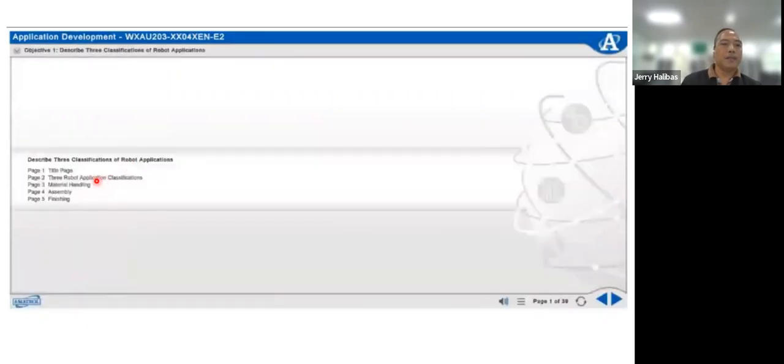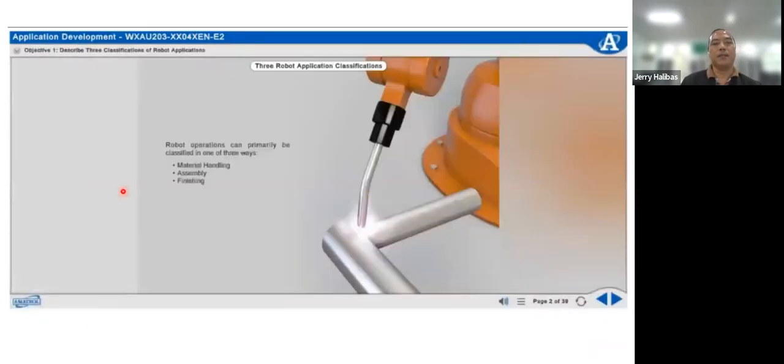Okay, so 3 classification of robot applications. So, nabalik-balik yung meron. Don't you worry na mabalik-balik siya, at least familiar niyo. So, sa may pinaka-common. These are the material handling, assembly, and finishing in terms of robot operations classification. We're going to generalize the robot application into 3. It's either material handling, assembly, and finishing.